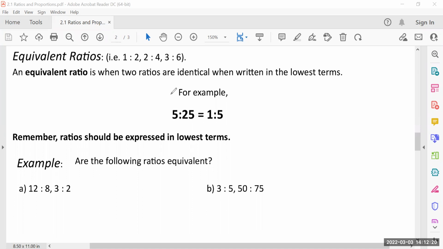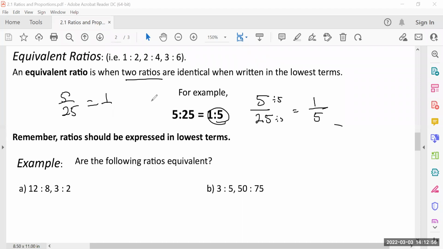So you know, for example, that equivalent ratios are when two ratios can be written in those terms and they end up being the same. Right? So if you have 5 over 25, if I were to reduce these, in other words, divide top and bottom by 5, you get 1/5. And so 5/25 and 1/5, they are going to be the same. 5 to 25, 1 to 5, they are going to be the same.